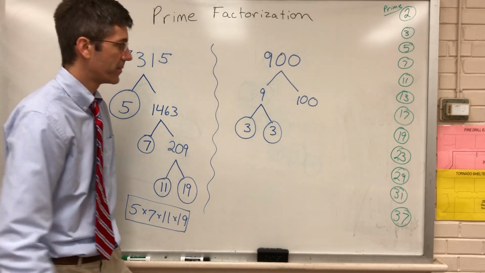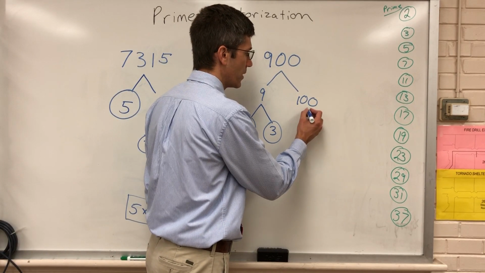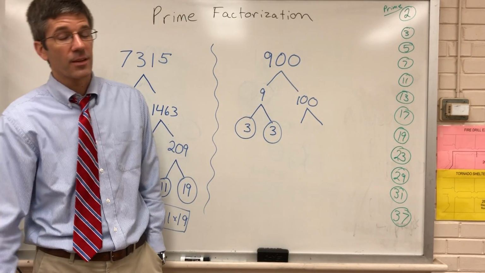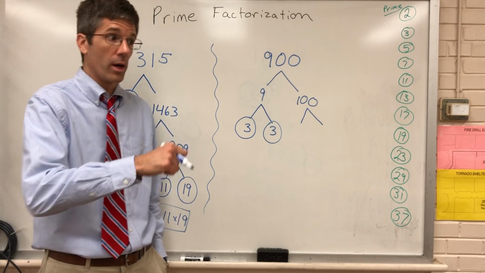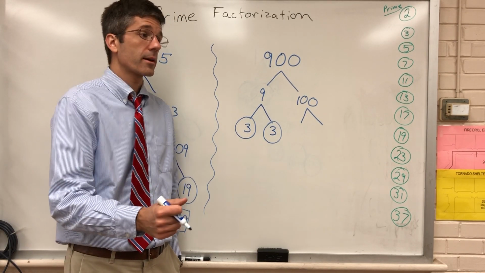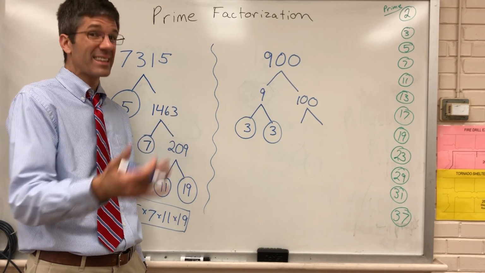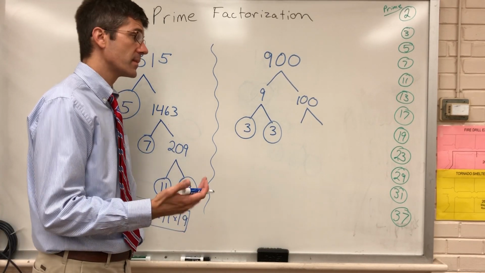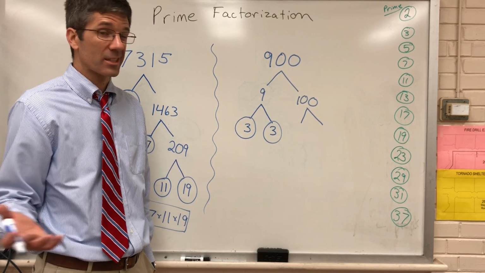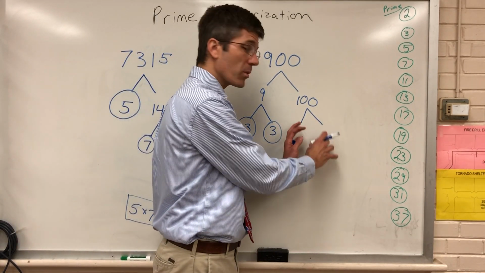Okay, let's do 100. All right, if I was going to give you just $100, I could give you a $100 bill. I could give you 100 ones. I could give you 5 20s. I could give you 10 10s. I could give you 2 50s. There's a lot of things we could do. So there are multiple ways we could do this.